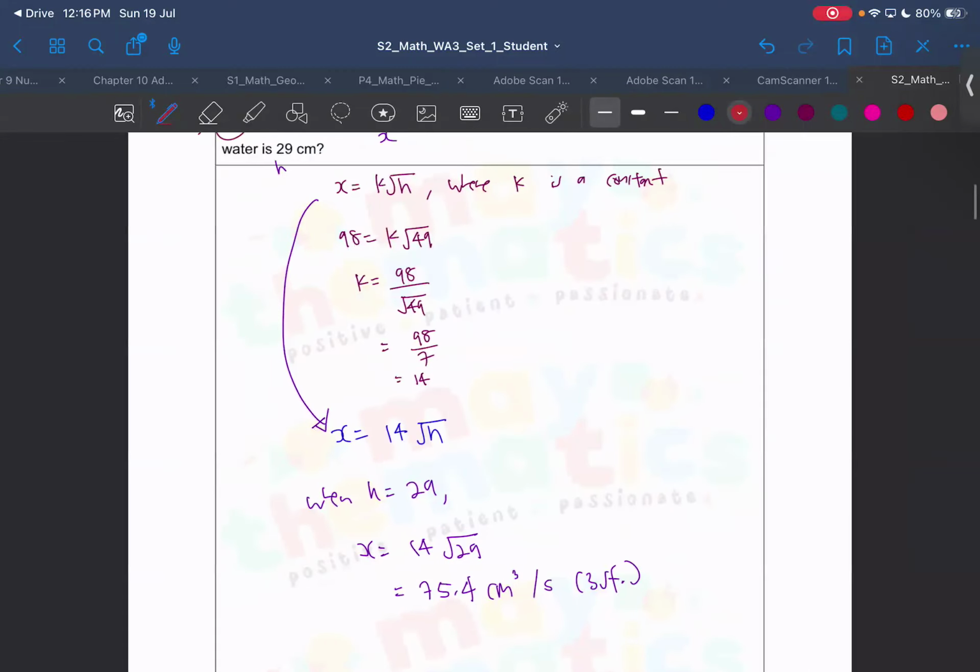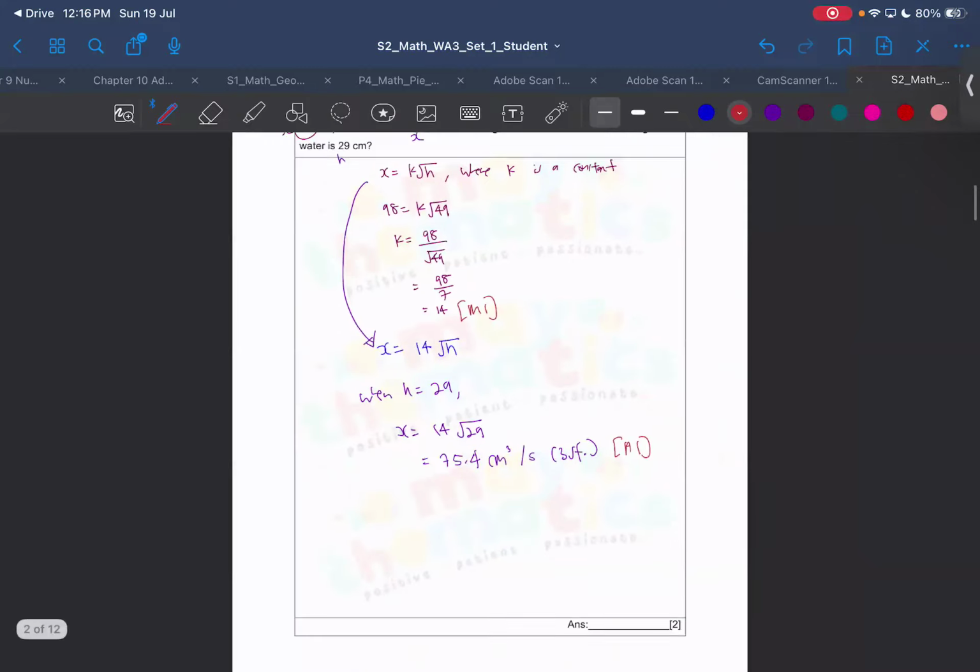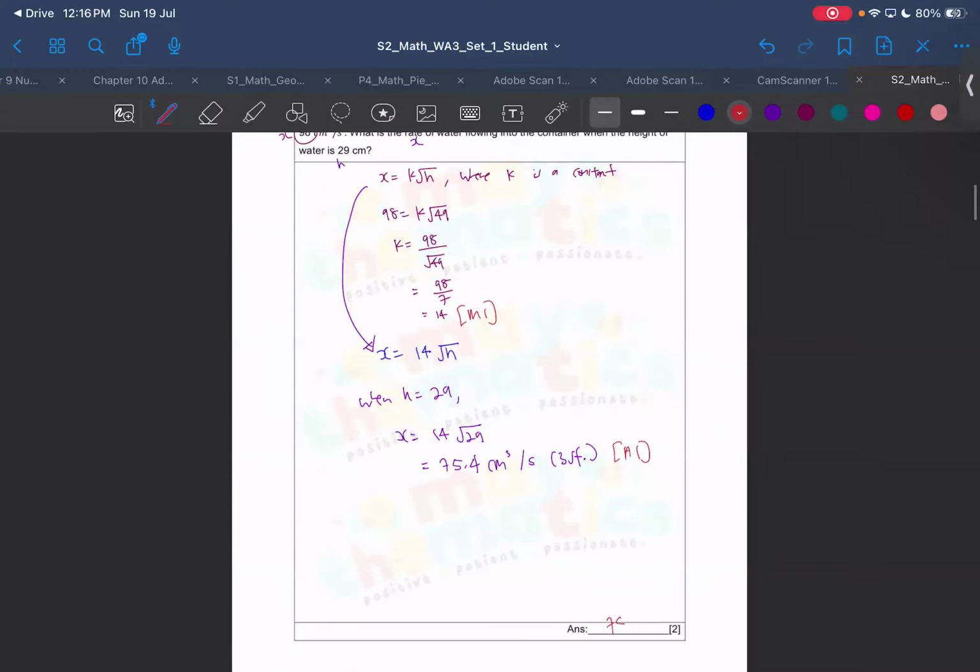Okay, then I will also be telling you where you are getting your marks. So this is the answer mark. You get 1 mark from here, and you will get 1 mark from finding k. That's why I say k is very important. It's always the second step after you write the general formula. Can remember or not? Is it coming back? This one you learned before. Okay, so you should be getting 75.4 cm cubed per second.